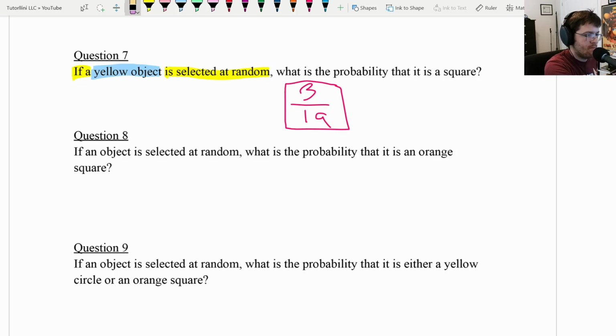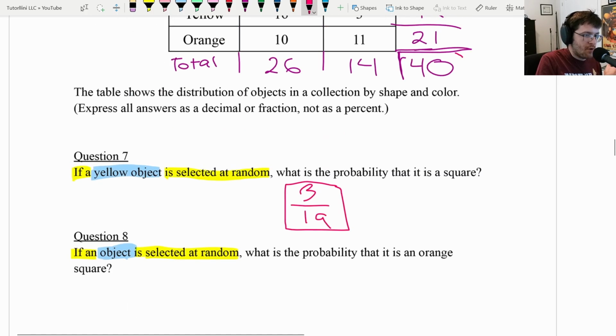Okay, question 8. So this one says, if an object is selected at random. Well, they're all objects, so that doesn't really narrow it down. So I think I'm going to use the grand total for my total, which is 40. So let's circle that.